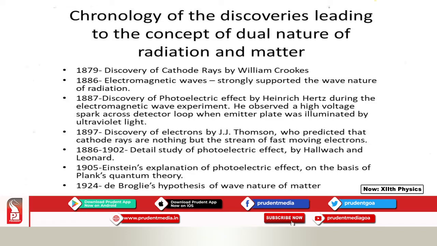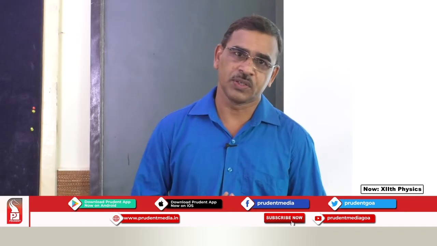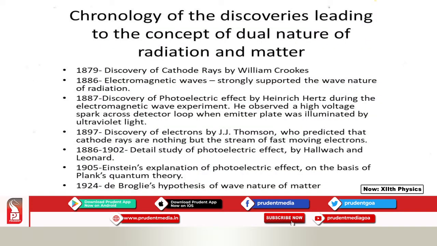In 1887 the photoelectric effect was discovered by Heinrich Hertz. Actually, he just observed this photoelectric effect, but the detailed study was done from 1886 to 1902 by two scientists, Hallwachs and Lenard. In 1897 there was the discovery of the electron by J.J. Thomson, who predicted that the cathode rays were nothing but fast moving electrons. In 1905, Einstein explained the photoelectric effect on the basis of Planck's quantum theory. So, this was where the particle nature of light was explained. Then in 1924, de Broglie gave the hypothesis that matter also behaves like a wave.